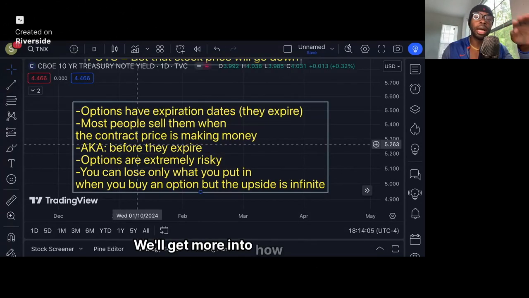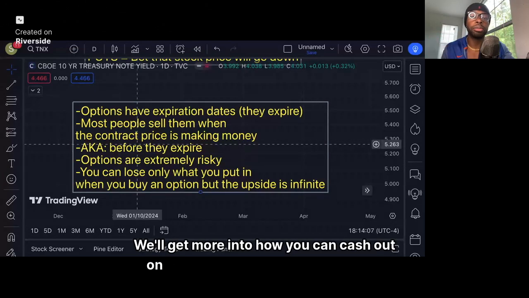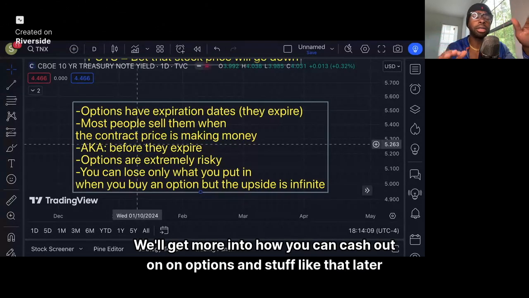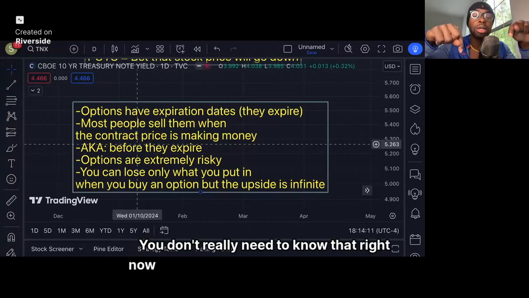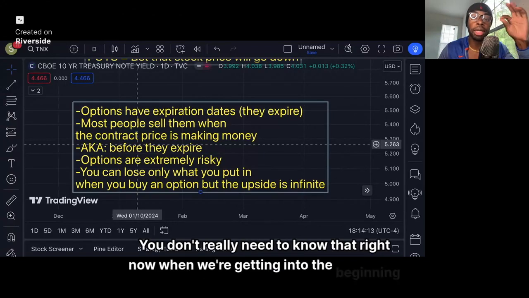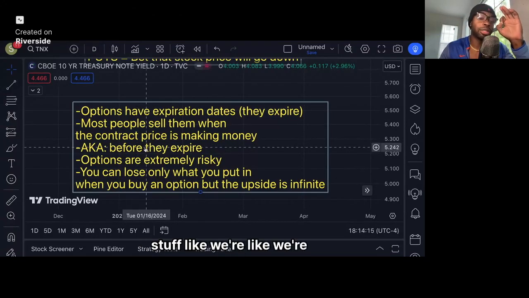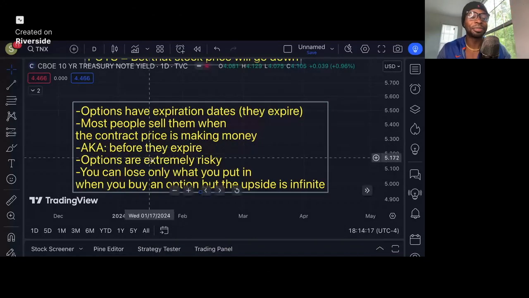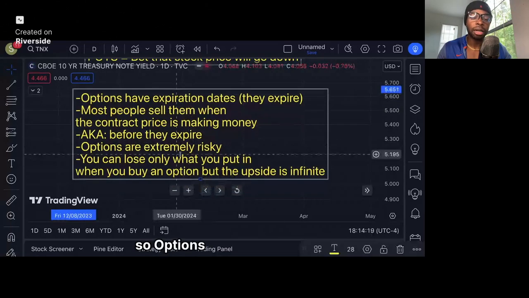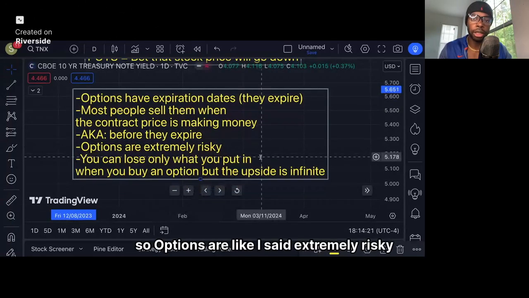We'll get more into how you can cash out on options later. You don't really need to know that right now when we're getting into the beginning stuff, like we're teaching a middle schooler. So options are, like I said, extremely risky. Trade them at your own risk. This is educational purposes only.